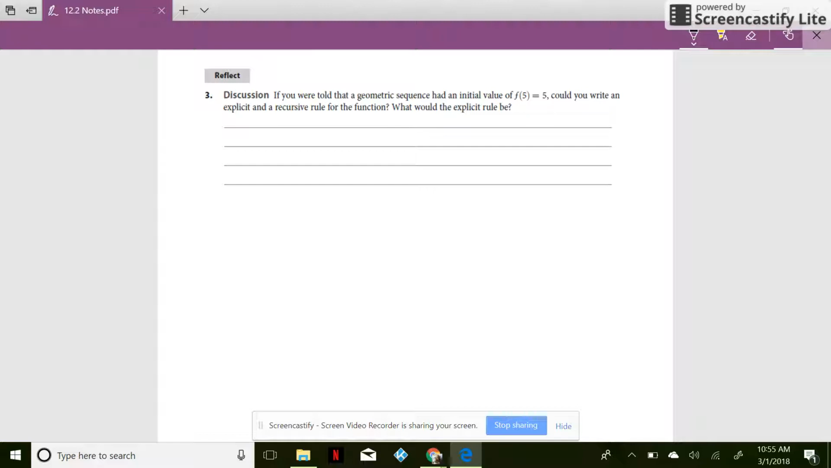If you were told that a geometric sequence had an initial value f of 5 is equal to 5, could you write an explicit and a recursive rule for the function? You could. You'd still just be missing some information. You don't know the common ratio value. You only know the initial value. So it would just have to be something like f of n is equal to our original value, which is 5, times r to the n minus 1.